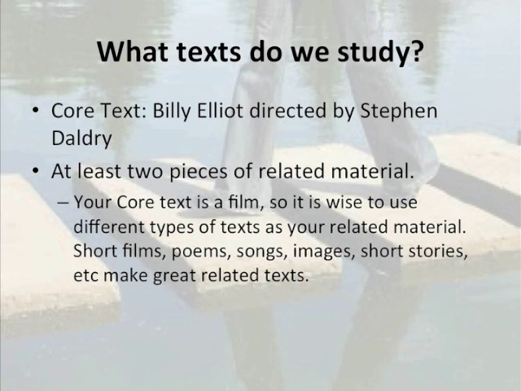So we need to remember, what text do we study? We know that we need to have a core text, and this module needs to have related material as well. So the core text that we're going to be studying is the film Billy Elliot, and you need to have at least 2 pieces of related material. 3 would be ideal. Because your core text is a film, it's a good idea to have something a bit different, but some of those shorter texts you might find easier to really get that depth of analysis in them and be able to present that in that 40-minute essay when you've got quite a large text like a film.